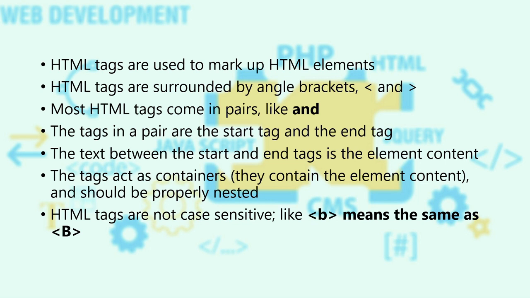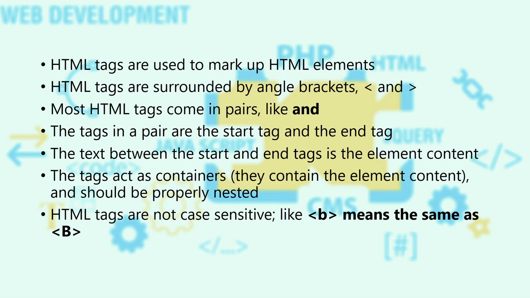HTML tags are used to mark up HTML elements. Now some tips about HTML are: HTML tags are surrounded by angle brackets. We are mostly aware that we use left and right arrows on our keyboard. These left and right arrows on our keyboard are considered as HTML angle brackets in the language.